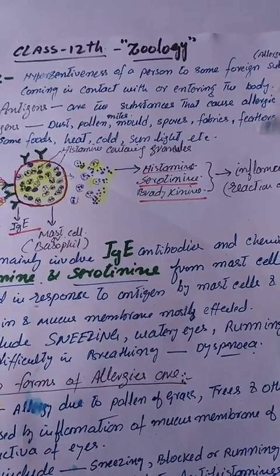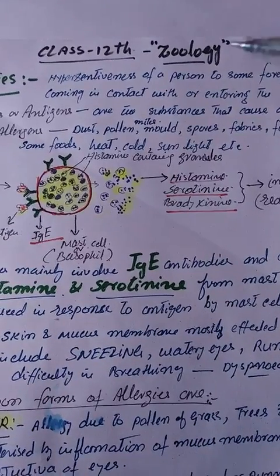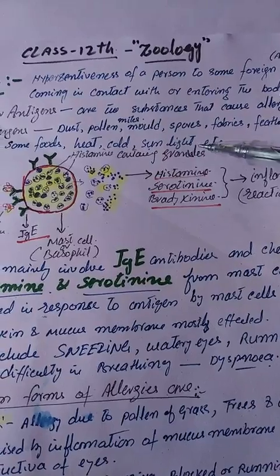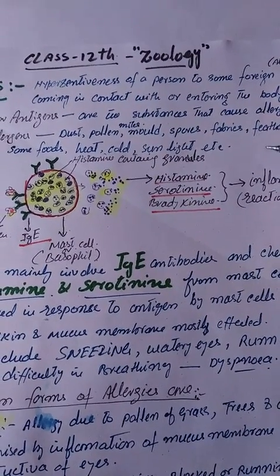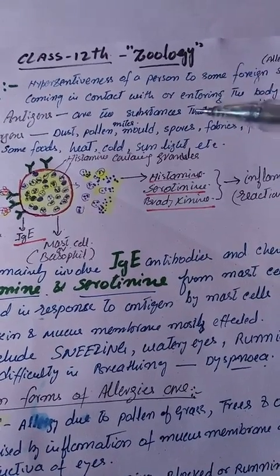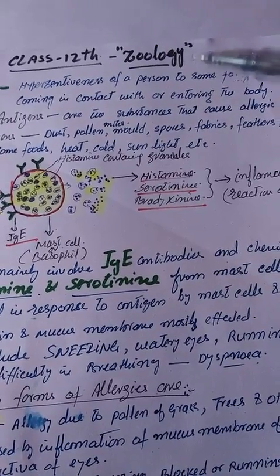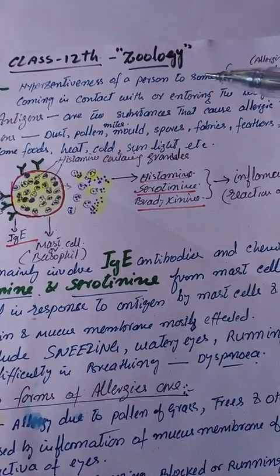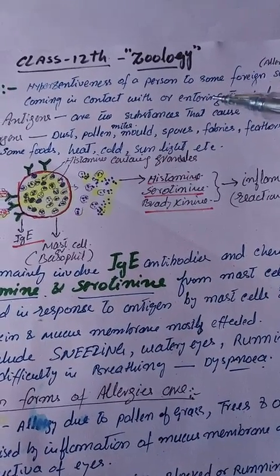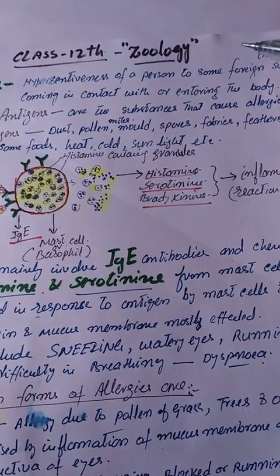And the various common allergens are such as dust, pollen, mites, mold, spores, fabrics, feathers, fur, plants. Some foods may also cause allergy, and sometimes excessive heat, cold, and sunlight also act as allergens. Thus, these allergens are categorized both into biotic and abiotic allergens.